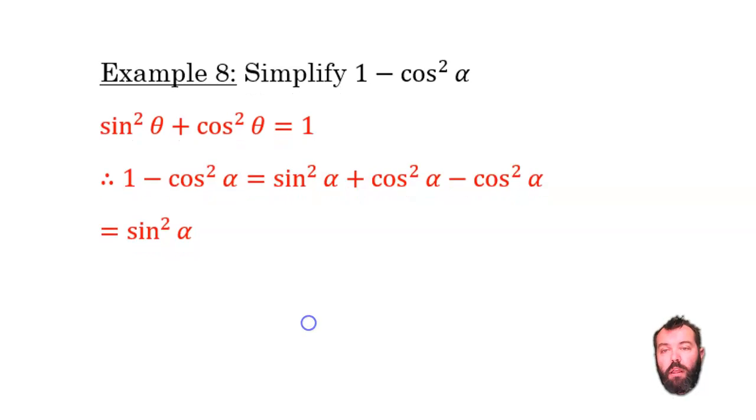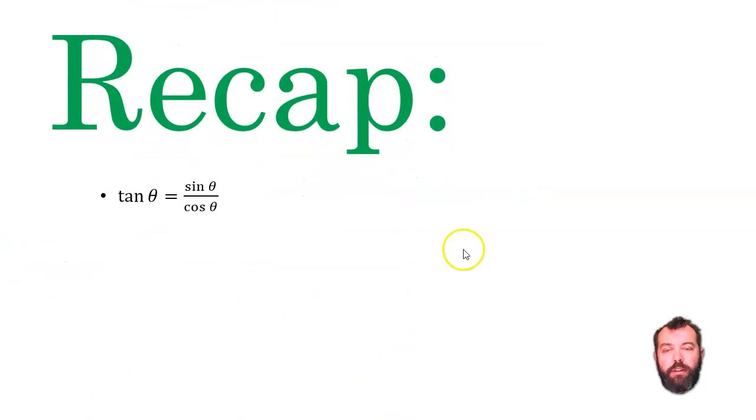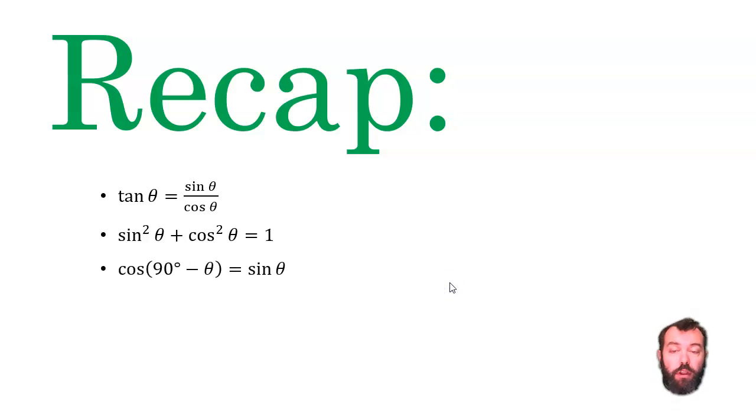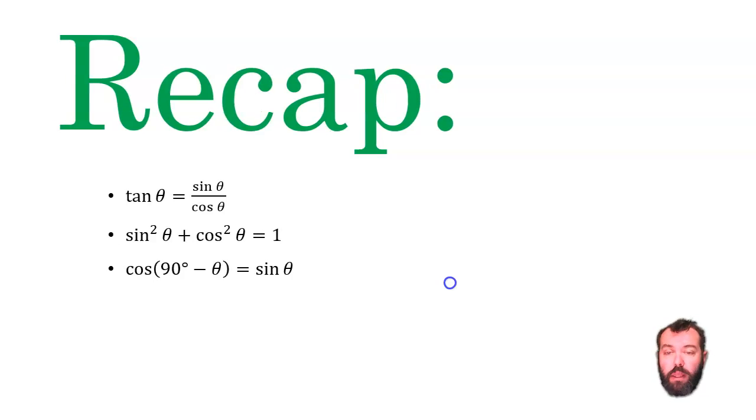Rightio. So, tan is sine over cos. Sine squared plus cos squared equals 1. And the cos of 90 minus theta equals the sine of theta. Those are the three key ones here.